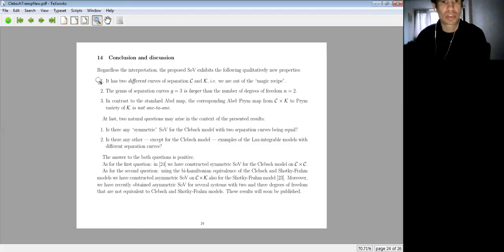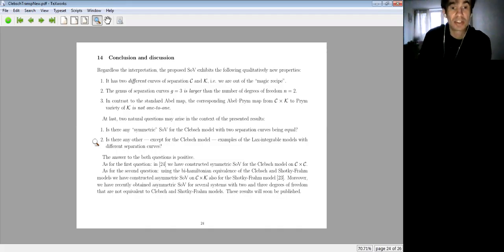All these three properties are very non-standard for the usual separation of variables connected with algebra geometric integration scheme. At last, some natural questions that may arise in the context of the presented results.